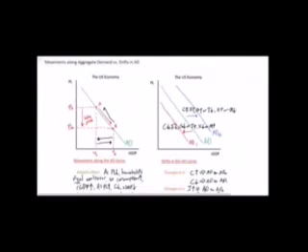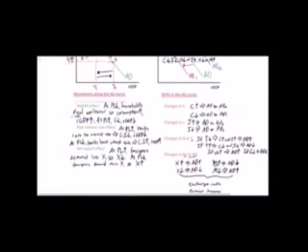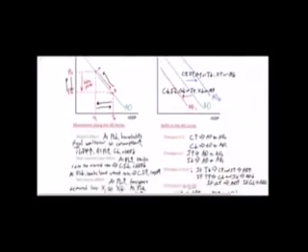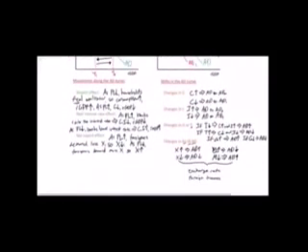So in this video, we've distinguished between what can cause a movement along the aggregate demand curve from point A to point B. That's a change in the price level, which is explained by the three effects: the wealth effect, the real interest rate effect, and the net export effect. Then we moved on to the factors that can shift aggregate demand. Shifts in aggregate demand are caused by changes in consumption, investment, government spending.